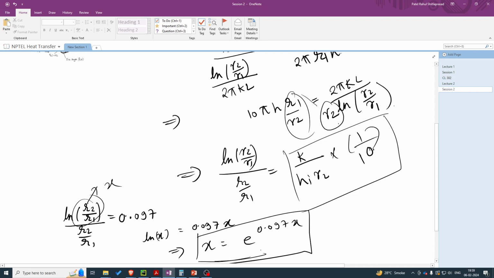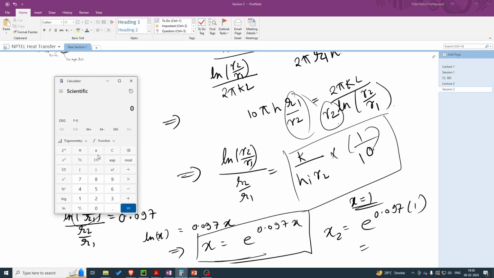You can start by taking the value of x equal to 1. For that you will get the new x2 as e raised to 0.097 into 1. If you solve this, e raised to 0.097, you will get it as 1.101.